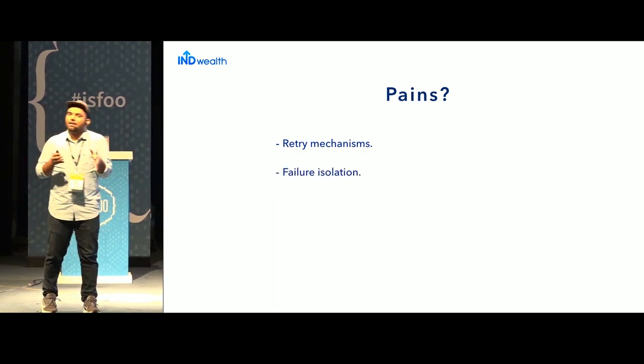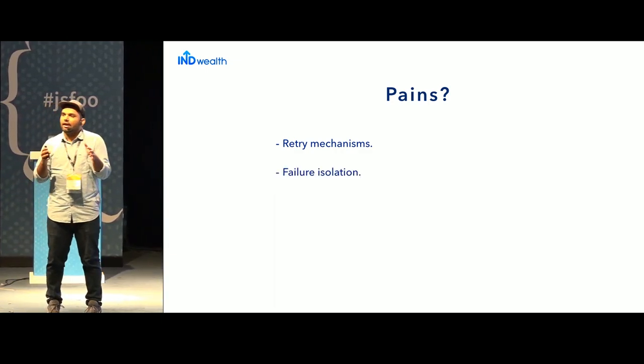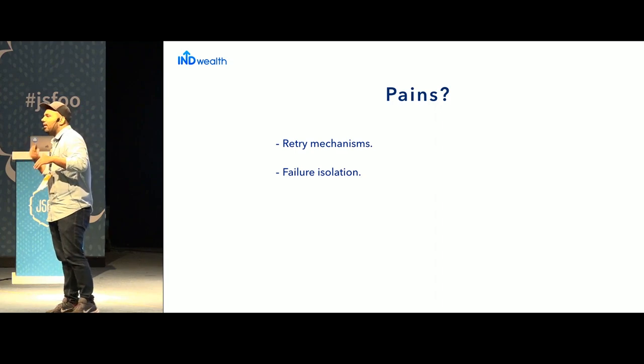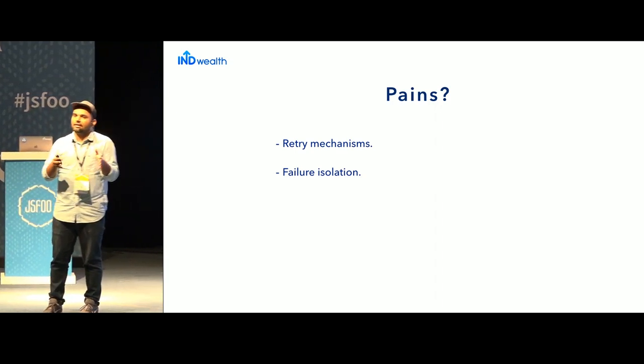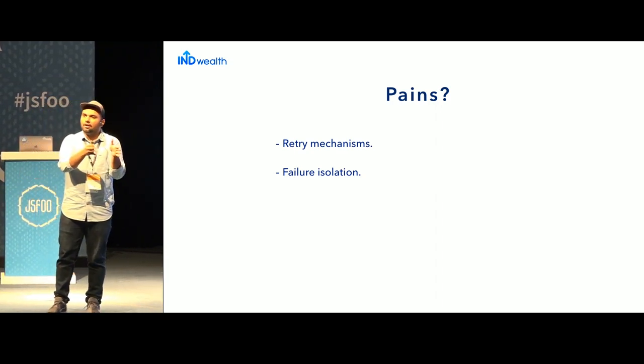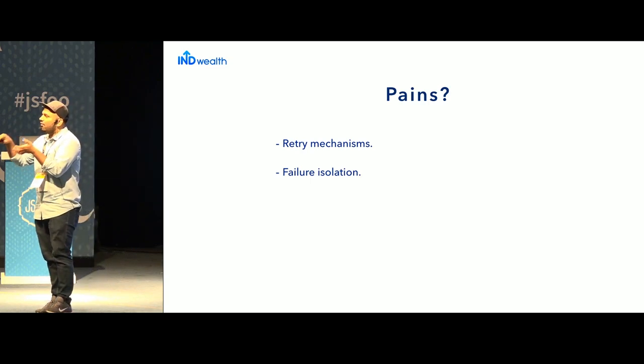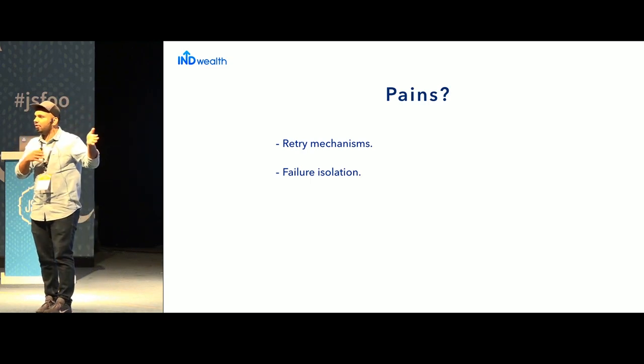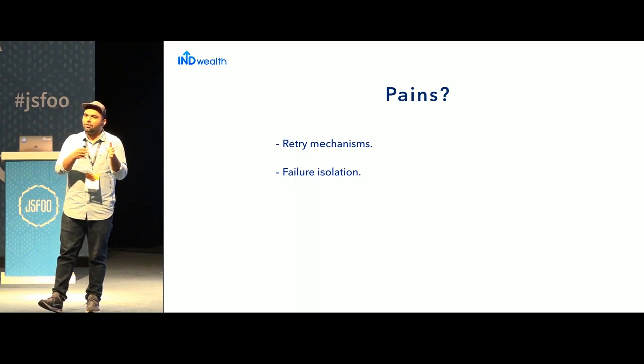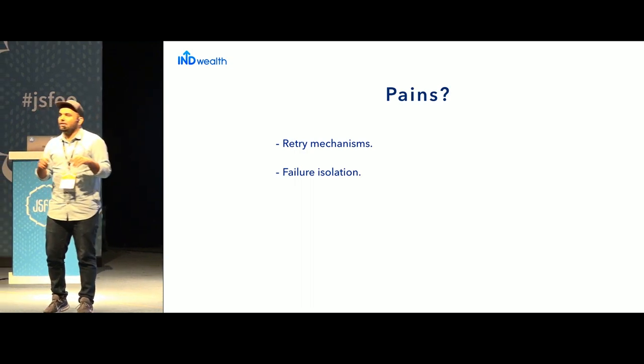The second thing is failure isolation. When you're trying to build a scheduling system which would probably run tens of thousands of schedules at a time, you would want to isolate failures. You do not want 10 failed tasks to affect the rest of the tasks as well. So you would want to implement a good failure isolation strategy.